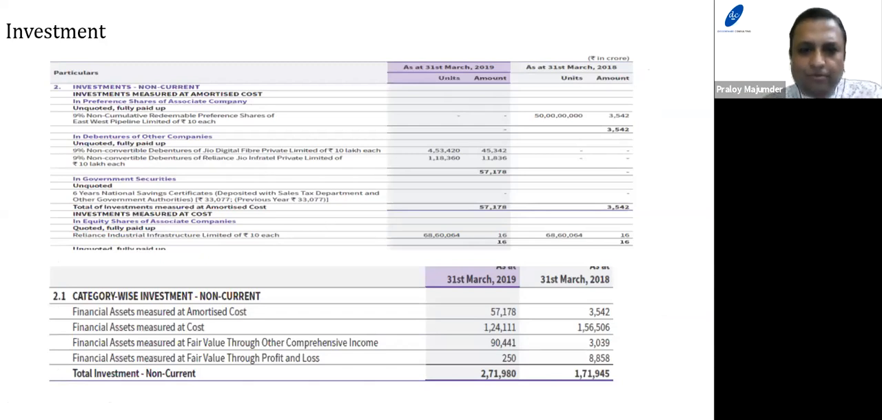Now, next very important point, investment will be categorized into different categories. One is amortized cost, one is fair value through other comprehensive income, and one is fair value through profit and loss. What is this difference? Suppose, for example, this is the investment which is actually made at 124,111. Now, this is March 31st, 2019. Suppose in the month of October, the value of this investment has become 120.